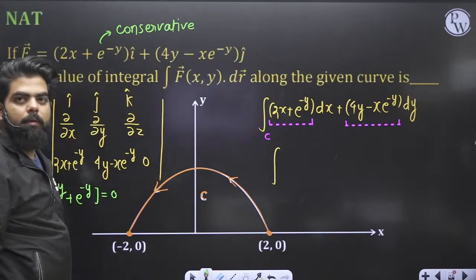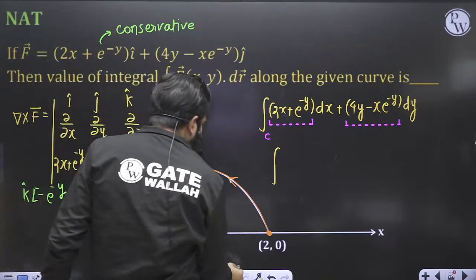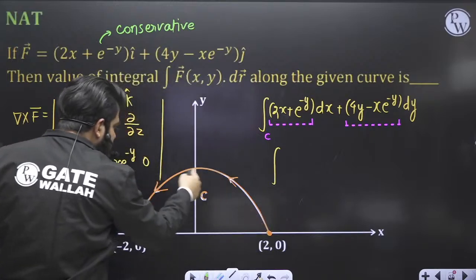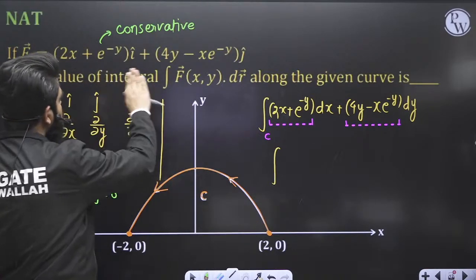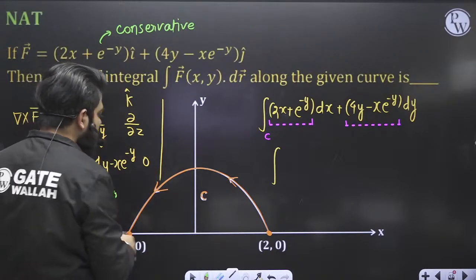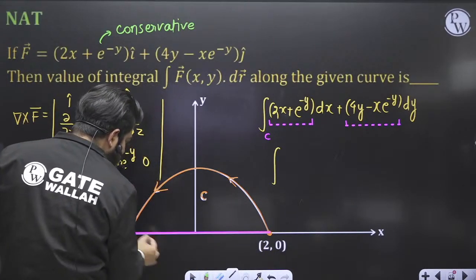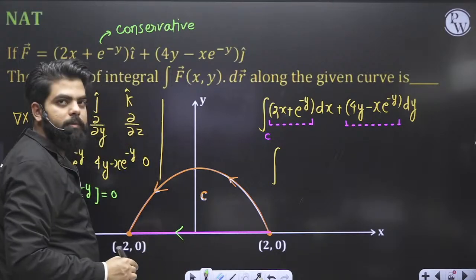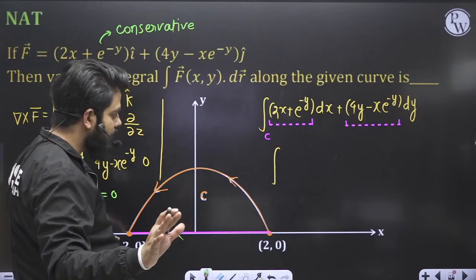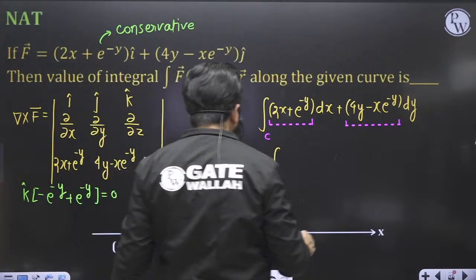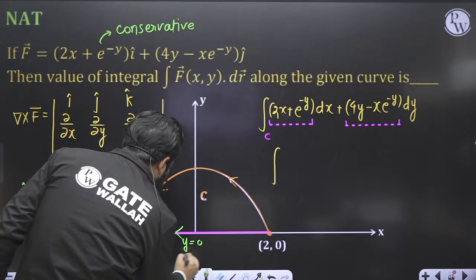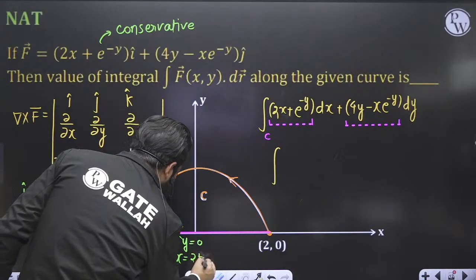If this field is conservative, then instead of going along this path, and again this path is also not defined, there is no definition of the shape of this path, whether this is a semicircle or any other path. So since it is conservative, can we move directly from this point to this point? I hope yes. Once you are moving directly from this point to this point, the value of y should always be equal to 0, correct, and x should be moving from 2 to minus 2. So for this path C1, y is always 0 and x is changing from 2 to minus 2.